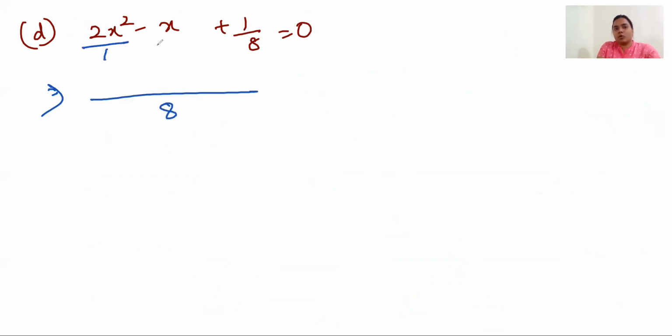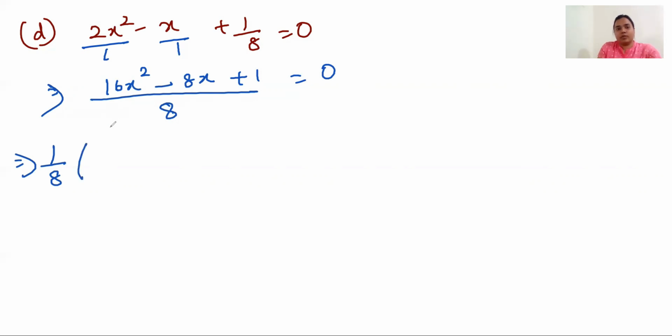8 will be the LCM. This is upon 1. 1 8 is 8, so 2 8s are 16. 1 8 is 8, so minus 8x and plus 1 is equal to 0. Now we can do it in two methods. Either you can write 1 by 8 in all the steps, or you can take 8 that side and that will become 0. Anything is fine.